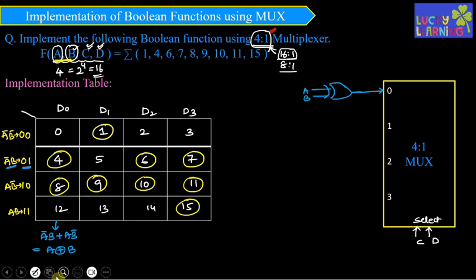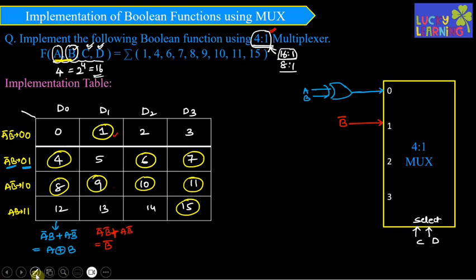Okay. Now look for the second one, data input 1, which is circled 1 and 9. 1 is representing A dash B dash, 9 is representing A B dash. So A dash B dash plus A B dash, if I take B dash common, A dash plus A, that is going to be 1. So the simplification of this data input 1 is B dash. So what is connected to data input 1? Only B dash is connected.